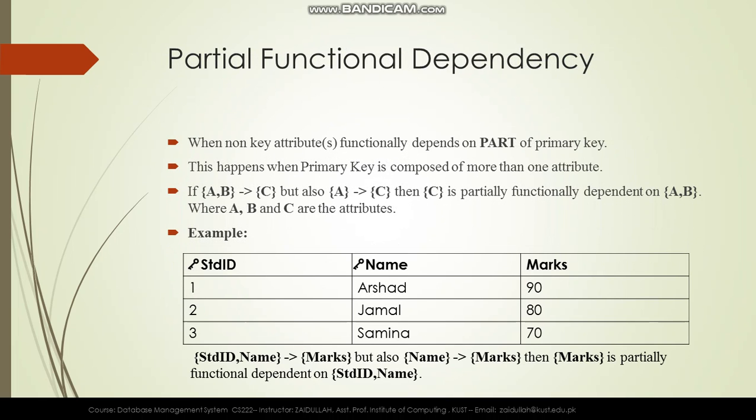There is a variation of functional dependency that is called partial functional dependency. As the name suggests, it is when a non-key attribute depends on part of the primary key. If we look at the example, we have two attributes, student ID and name, making the primary key, and the third attribute is marks. We can see at the bottom of the slide that marks also depends on name. Name is part of the primary key, so we say that this table contains partial functional dependency and hence needs to be removed.